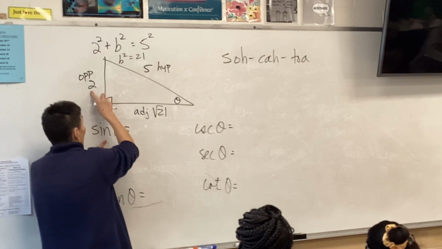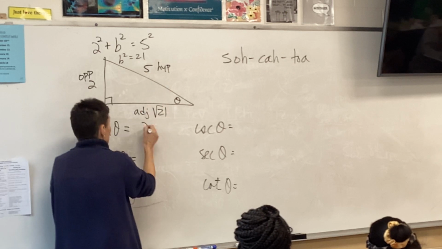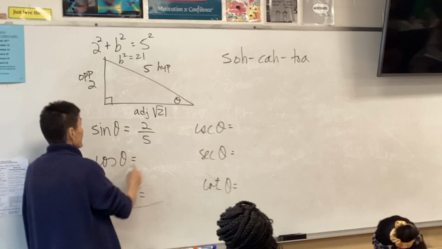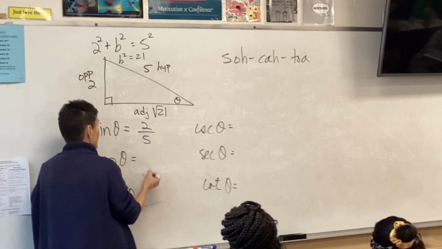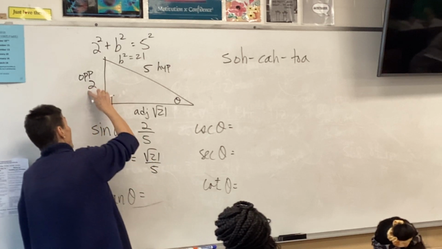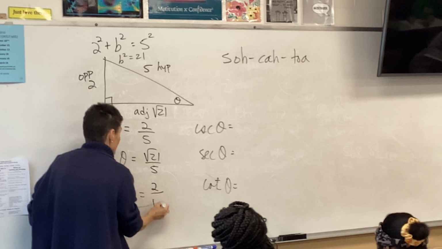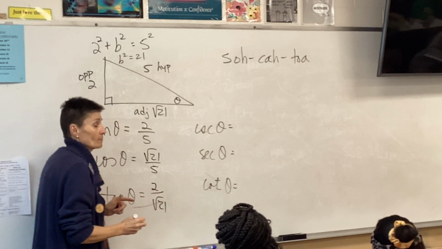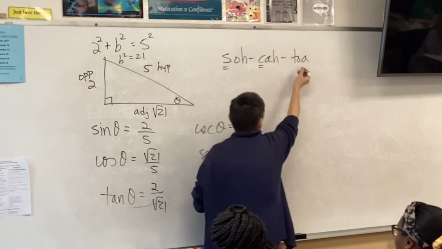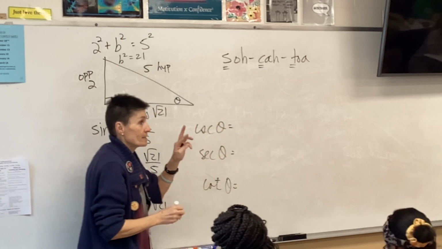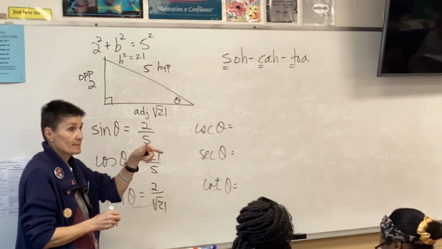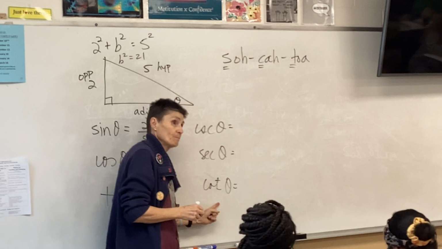Now, using SOHCAHTOA and your purple sheet, you can fill all these in. Sine is opposite over hypotenuse, so 2 over 5. Cosine is adjacent over hypotenuse, so root 21 over 5. And tangent is opposite over adjacent, so 2 over root 21. Those are the big 3, sine, cosine, and tangent. You have buttons on your calculator for these. You do not have buttons for the others.